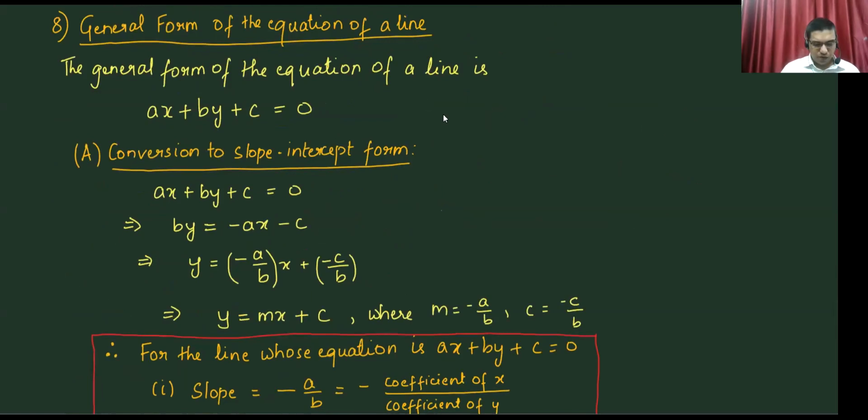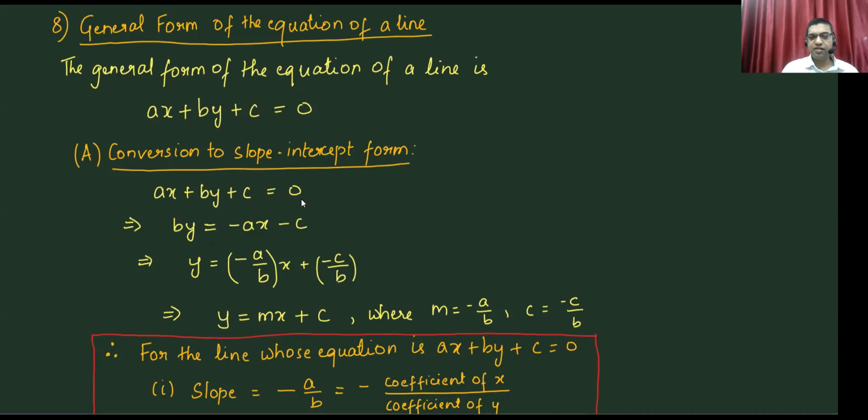Now, the general form of the equation of a line. The general form of the equation of a line is ax plus by plus c equal to 0. This is standard, and we defined it right in the beginning. Now we'll compare it with other forms of straight lines. First we will convert this ax plus by plus c to slope intercept form. What is slope intercept form? y equal to mx plus c. That means the coefficient of y has to be made 1, and x and c should be on the other side of the equation. So that's what we do.